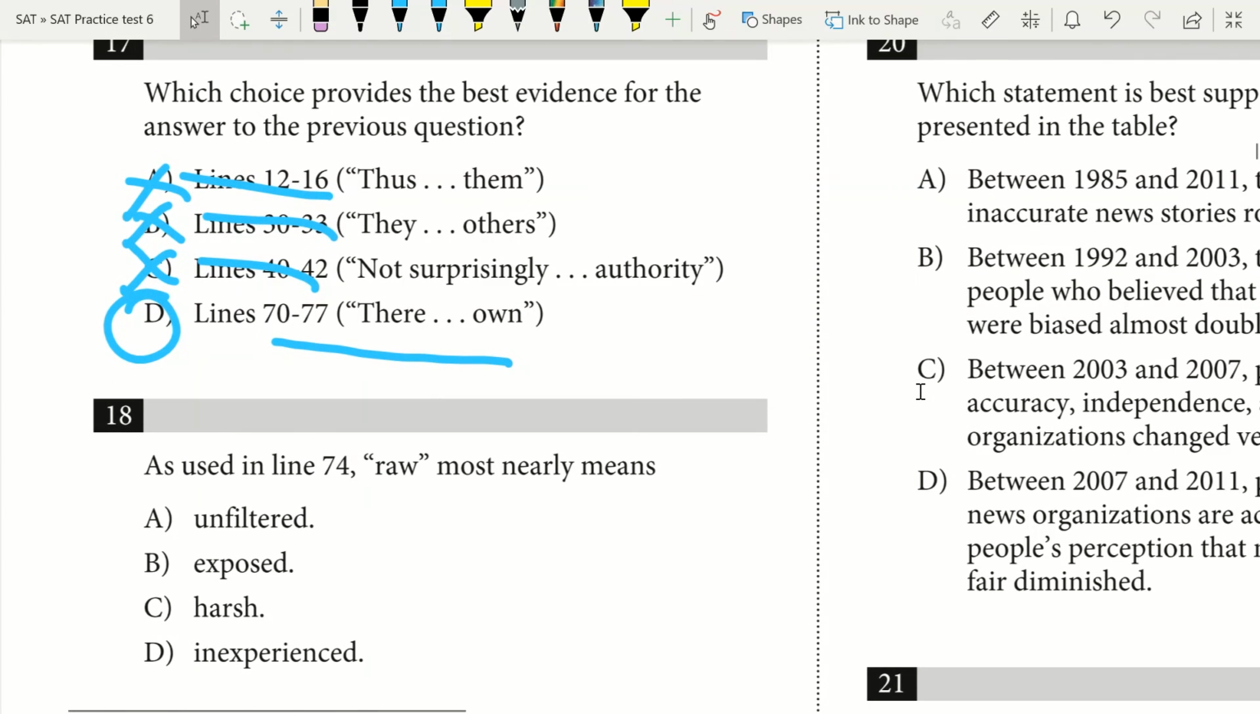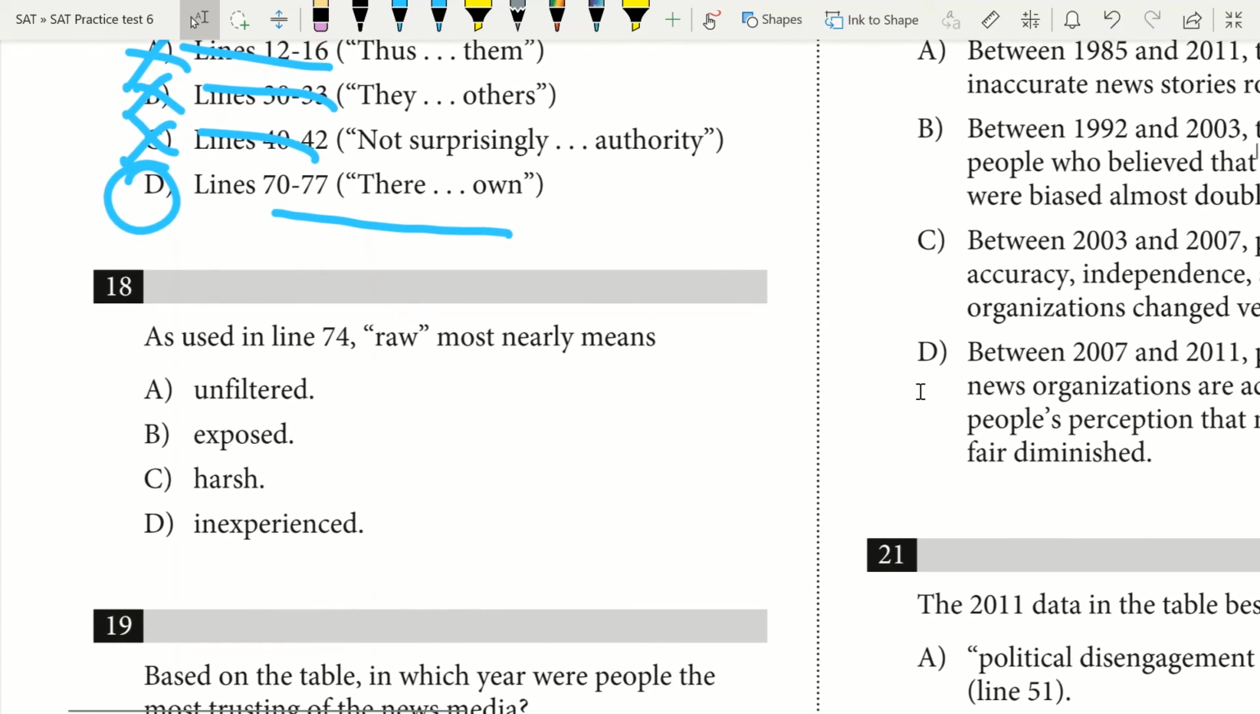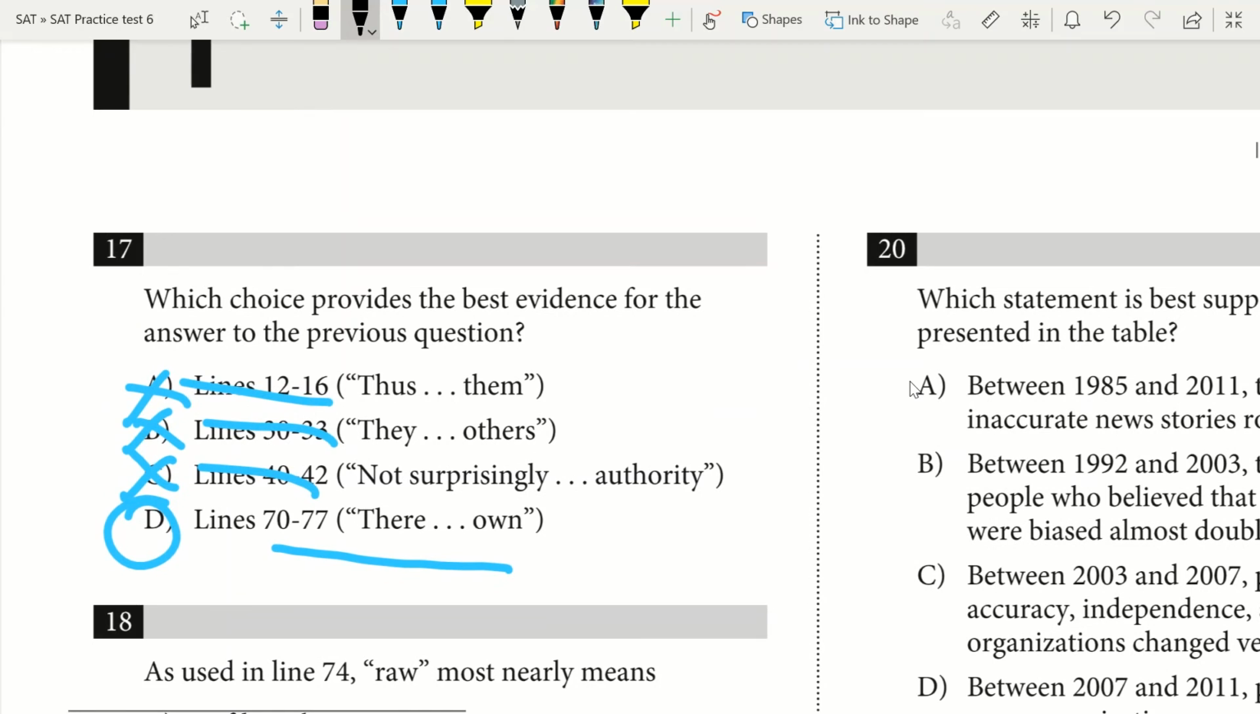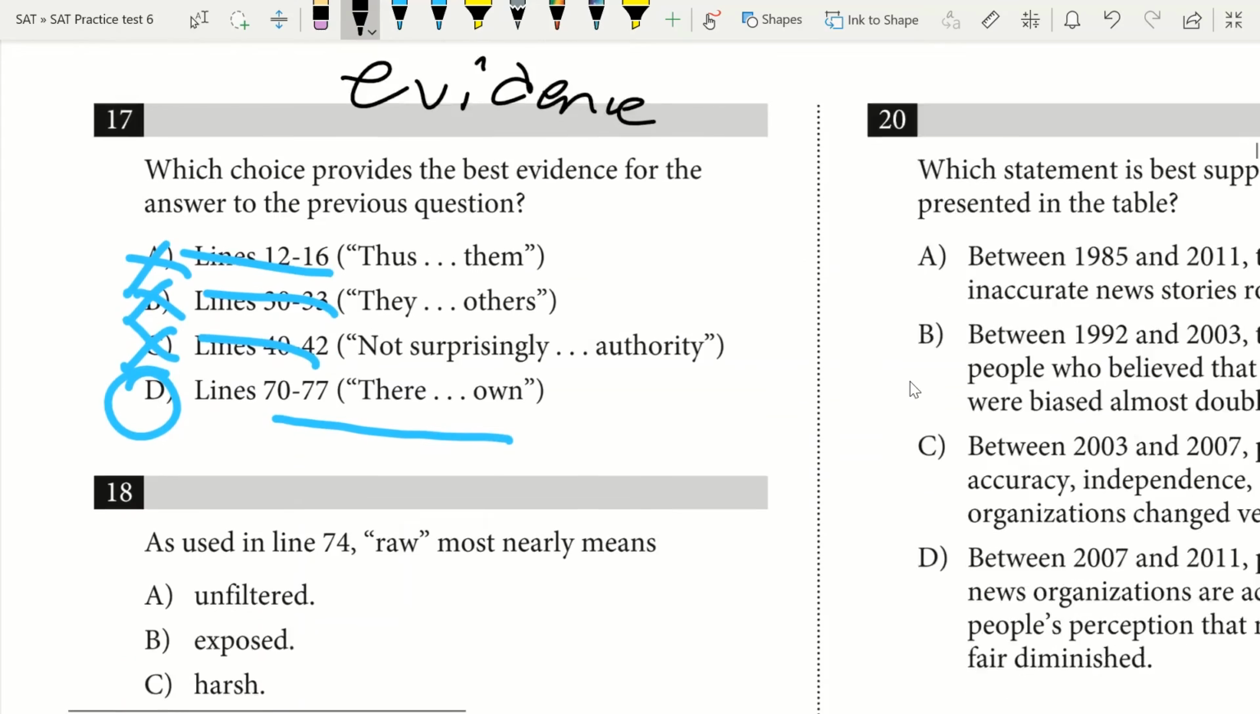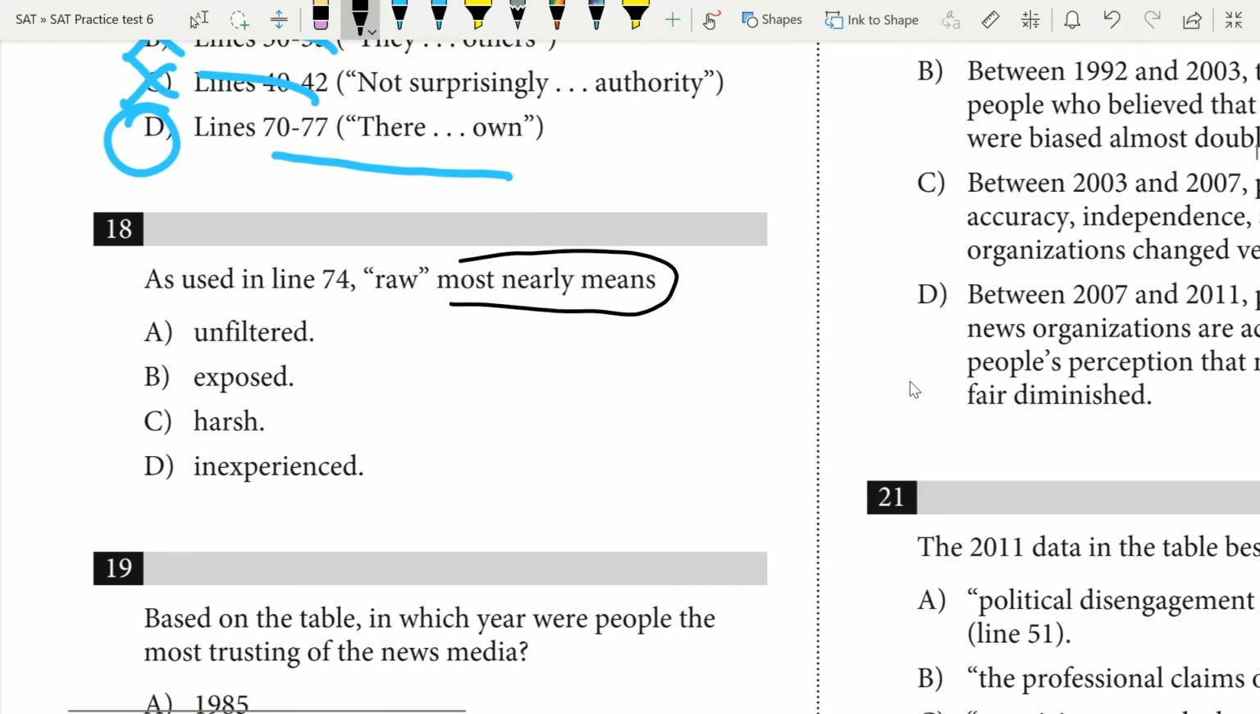All right, so the answer for 17 is going to be D. Now we can move on to question 18. This one says "most nearly means," so we know it's going to be a words in context question. Obviously, 17 is an evidence question, so I'll go ahead and put that down there. 18 is words in context because we have the "most nearly means" question.